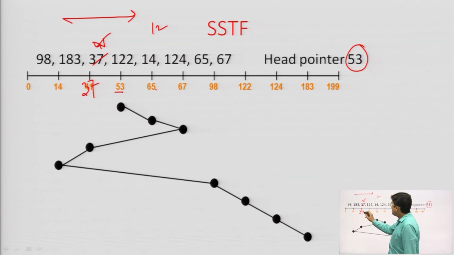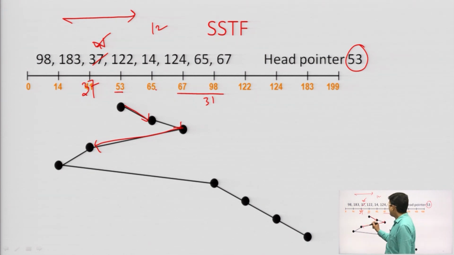So now the distance from 53 to 37 is more and the distance from 53 to 65 is less. So we will be going towards 65. From 53 we are going to 65. From 65 the nearest one is 67 because it is only 2 apart. Now from 67 we have two options, either to go to 98 or to go to 37. Okay, so this is 31 and this will be 30. So you can go from here to here, which is at a distance of 30.